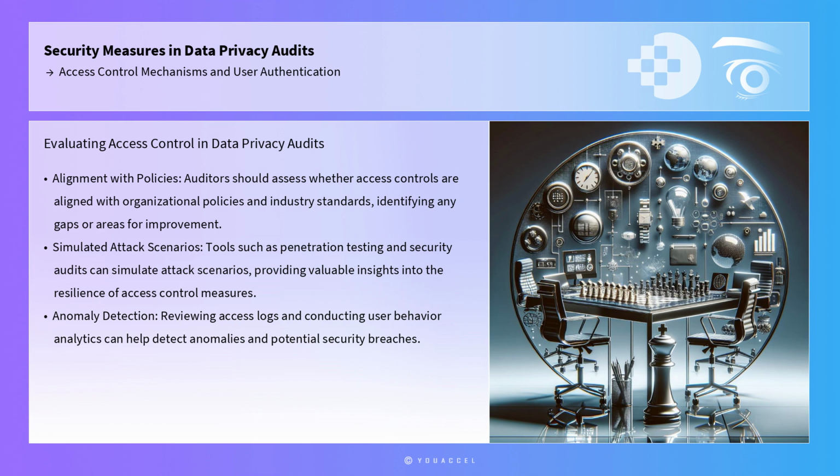In the context of data privacy audits, evaluating the effectiveness of access control mechanisms and user authentication systems is paramount. Auditors should assess whether access controls are aligned with organizational policies and industry standards, identifying any gaps or areas for improvement. Tools such as penetration testing and security audits can simulate attack scenarios, providing valuable insights into the resilience of access control measures. Additionally, reviewing access logs and conducting user behavior analytics can help detect anomalies and potential security breaches.